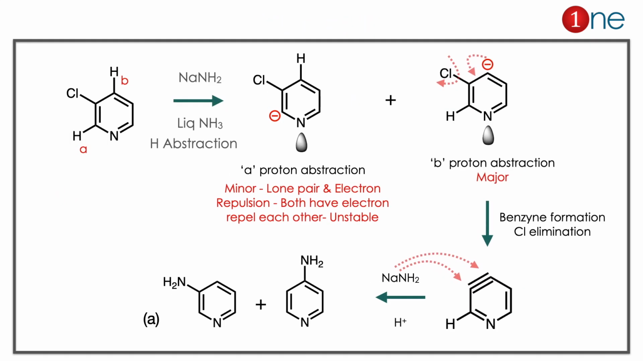Let us look at the starting material. The starting material is chloro-substituted. It has 2 hydrogens. There is a chance of benzyne formation. There can be proton abstraction in 2 places. I have given A and B as names. A abstraction leads to anion formation, which is near to the nitrogen, which contains a lone pair. So the lone pair is a negative charge because it contains electrons, and the anion is a negative charge, so repulsion is maximum, so the product is minor there.